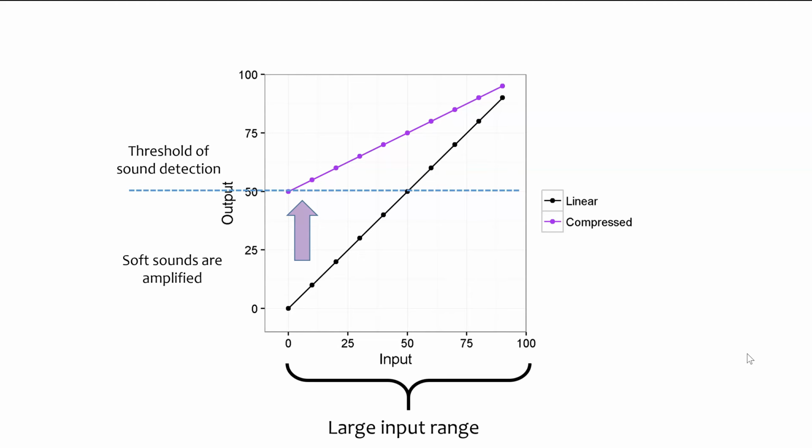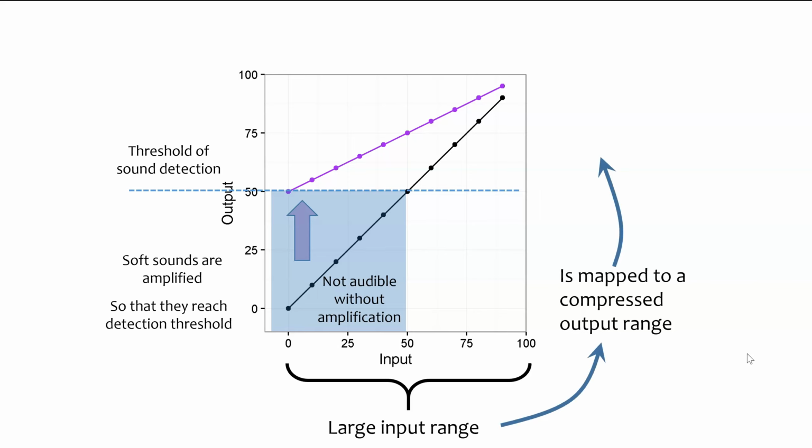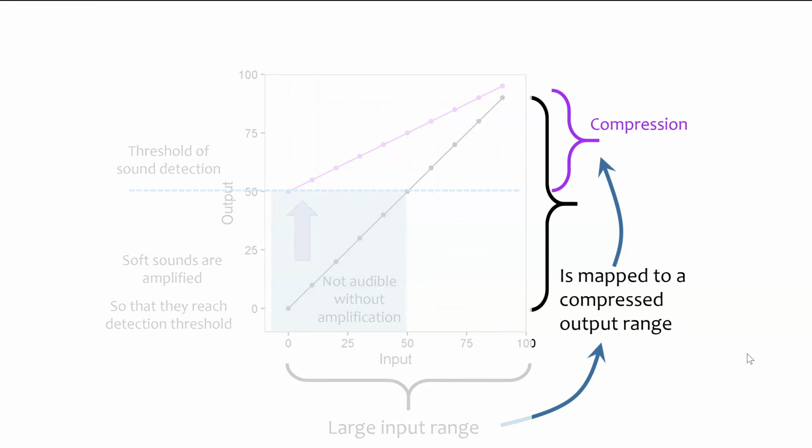So we have a pretty large input range, and without this extra amplification of the low intensity end, that whole section of the input range would not be audible. We have to think about how to lift that up, because there's a lot of interesting and useful low intensity sounds out there. The way we want to think about this is mapping an input range to an output range. Now we have this whole large range of outputs, but because we have that threshold, we want to squish that range so it's only compressed into the output range that would actually work and fire the cells. So we want to think about this as compression.